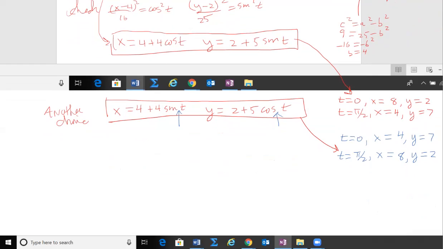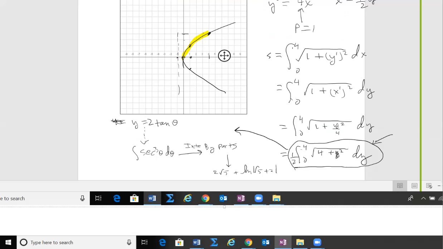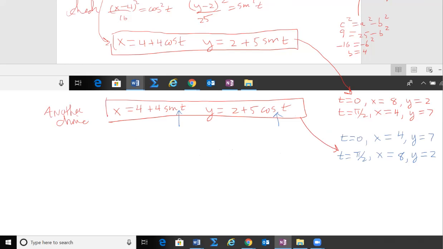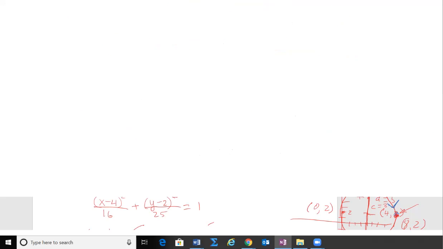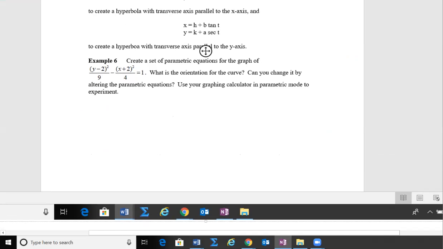Let's see. Let's continue. Whoops, I'm in the wrong place now. Okay, we got there. Now we got this one. I guess this is the last page here.